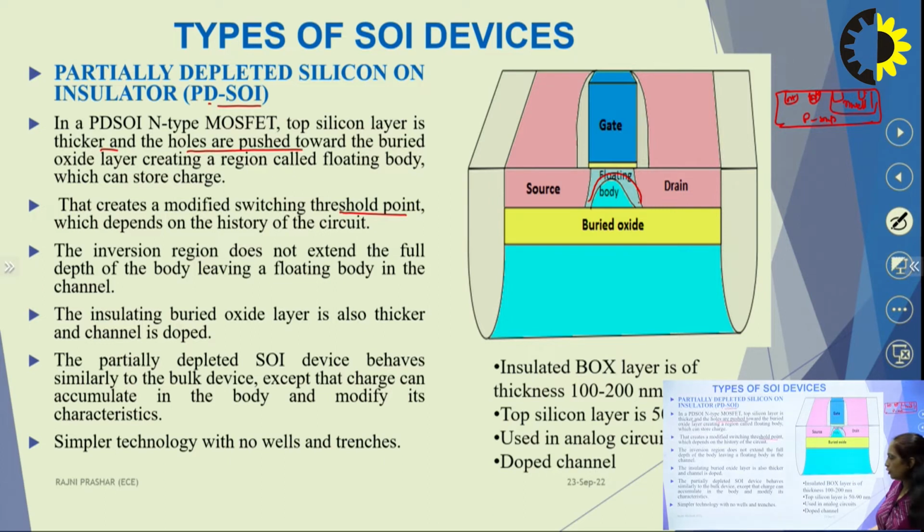So, no creation of wells and trenches will be there in case of PDSOI technology. So, with the help of this SOI technology, we will have this buried oxide, then silicon. Over this silicon, we will create our transistors. The thickness of this buried oxide varies from 100 to 200 nanometer. The top silicon layer varies from 50 to 90 nanometer, and this is highly recommended for analog circuits, so that we can store some charges, we can use those charges for the future, and it has the doped channel.